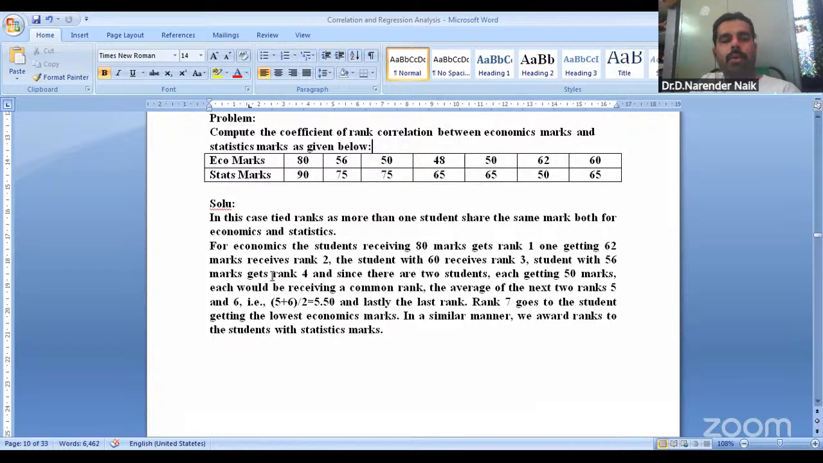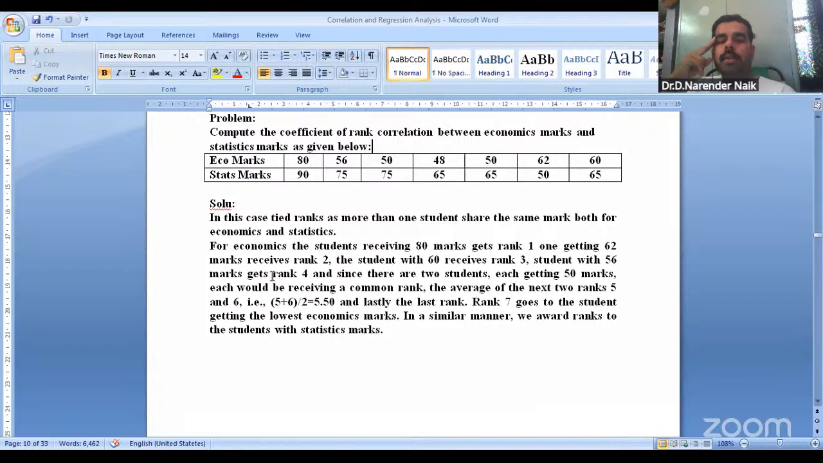Okay. So for economics, the student receiving 80 marks gets rank 1. The one getting 62 marks receives rank 2. The student who secured the highest marks, for them we are going to give rank number 1, the second highest rank number 2. The student who gets 60 receives rank 3. The student with 56 marks gets rank 4.